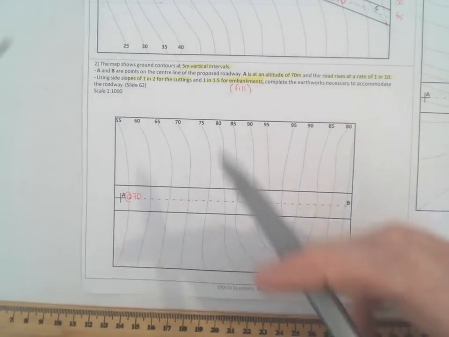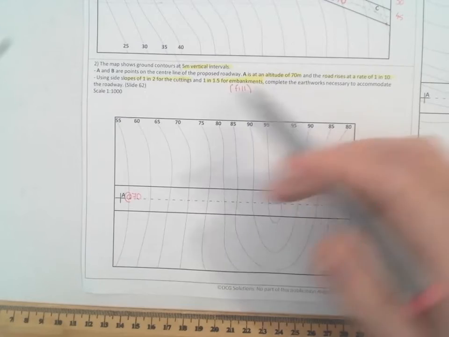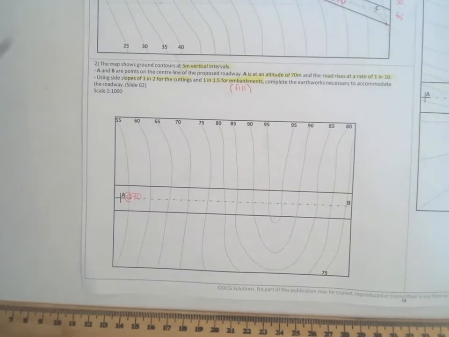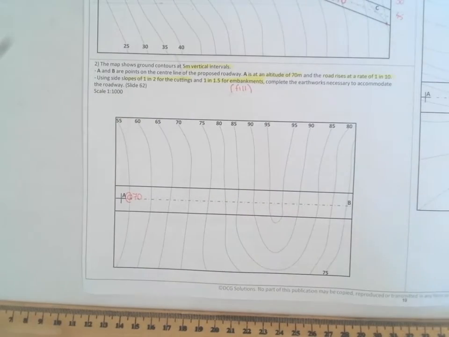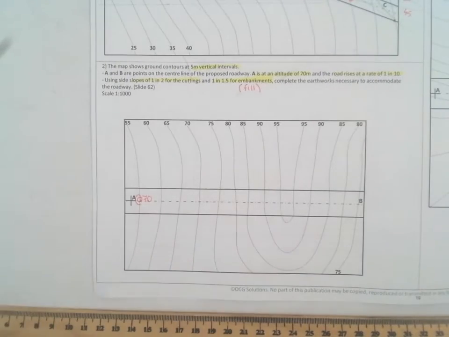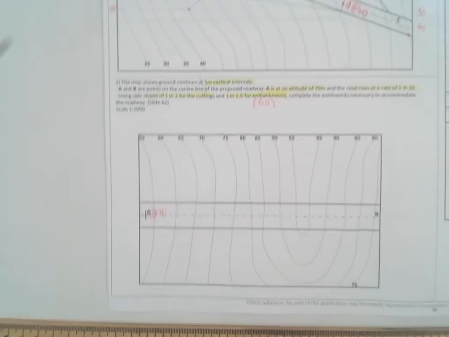Right, so this is the first time that we're seeing cuttings and embankments in one question. But there's nothing new, it's just using the same process we've learned over the last few classes to complete the whole drawing. Okay, so first thing we want to do is work out our cut ratios.